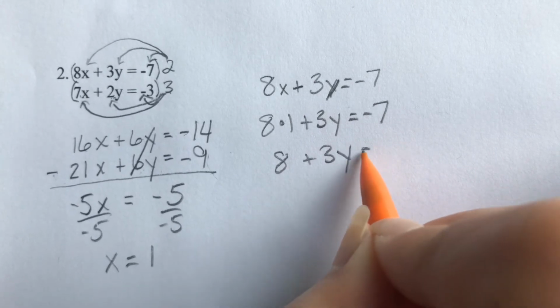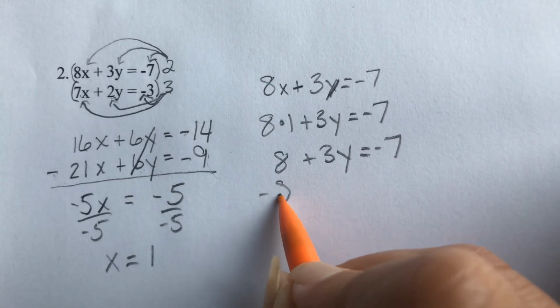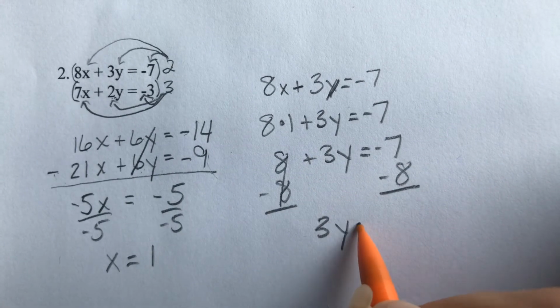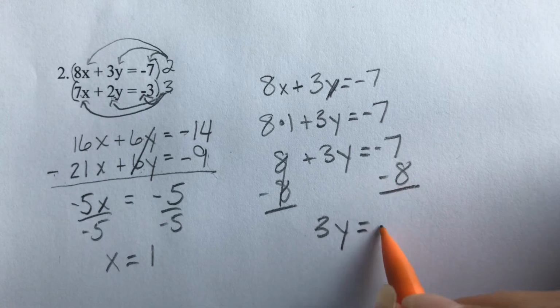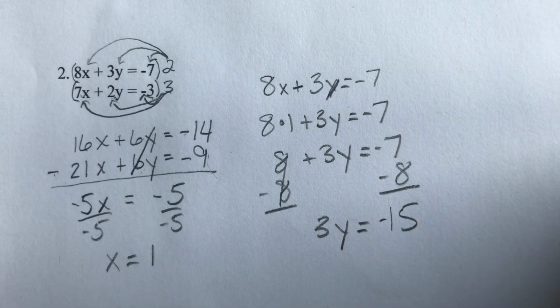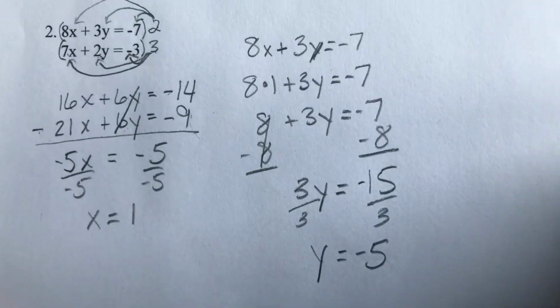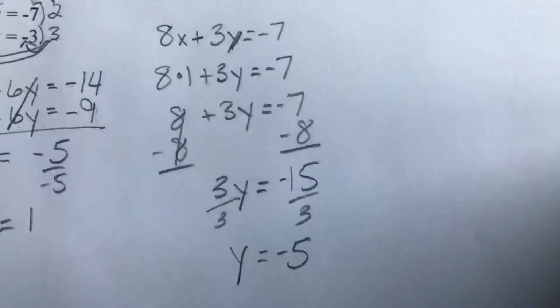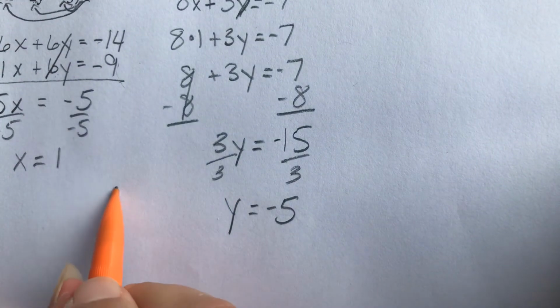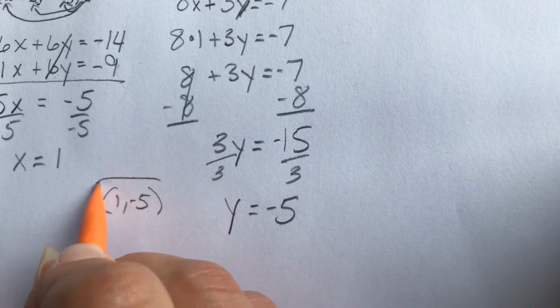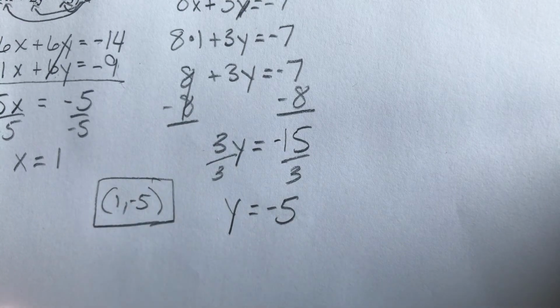I've got a 2-step, so I'm going to subtract 8 from both sides. Both are negative, so I get a bigger negative there. Divide each side by 3. Y is equal to negative 5. So I'm going to write it as a coordinate here just so I don't mix it up. This is what I believe my answer is, and I'm going to check my work.